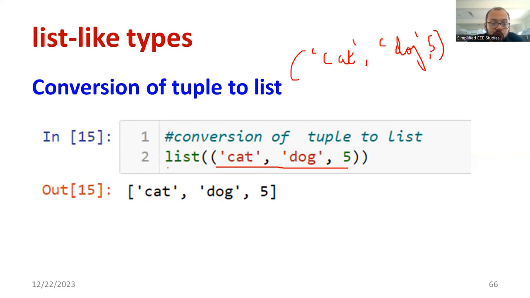So what I'm supposed to do, I need to use list. Then open the parenthesis. Inside that, you need to put your tuple, you need to type cat, dog, 5. Then you need to close this. If I do this operation, I'll be getting the list in the form of cat, dog, 5. Okay, this is the way how to convert the list into tuple and vice versa.